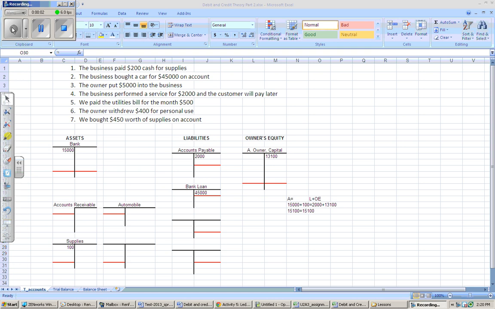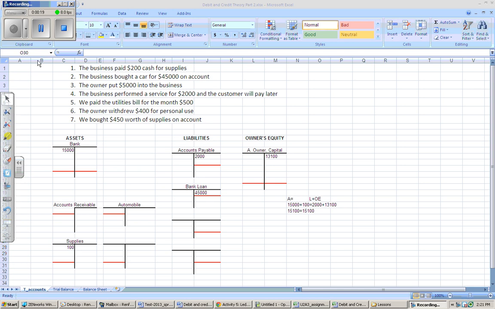This is Debit and Credit Theory Part 2. Once you've read the Part 1 handout, this will make more sense. I have some very simple transactions listed here, and I have the business's T accounts set up.